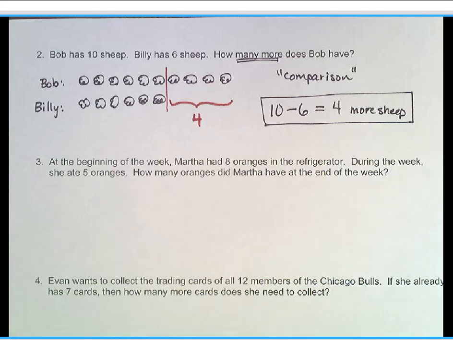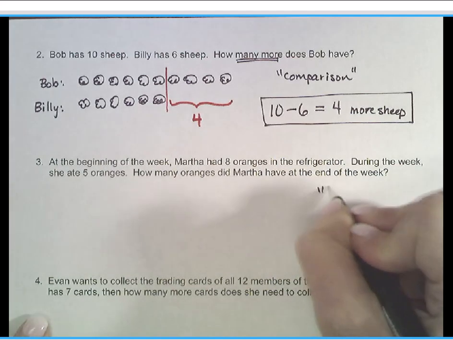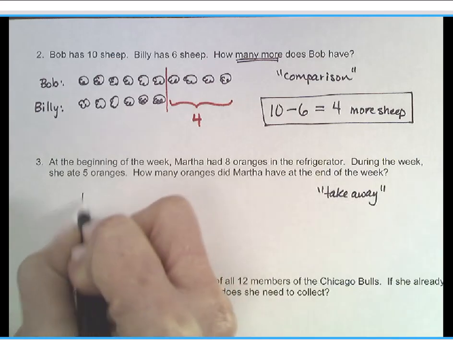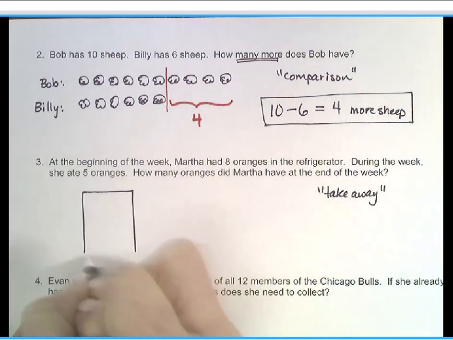At the beginning of the week, Martha had 8 oranges in the refrigerator. During the week, she ate 5. How many oranges did Martha have at the end of the week? It's like, how many did she have left? So this is takeaway. It's another takeaway.